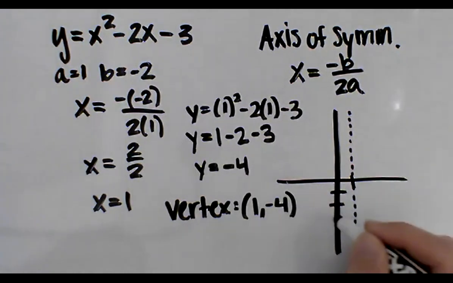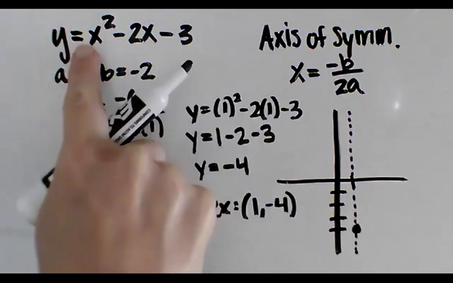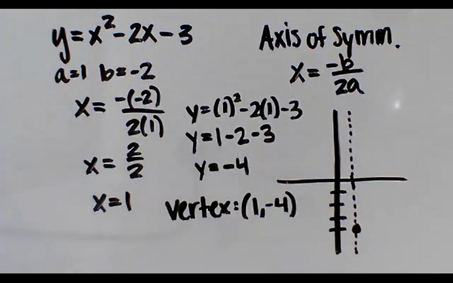So far, I have the vertex. I know this is going to be my turning point. I also know, because a is 1, that it should open up. So my graph should look something like this. I just have to figure out where the points are around it.